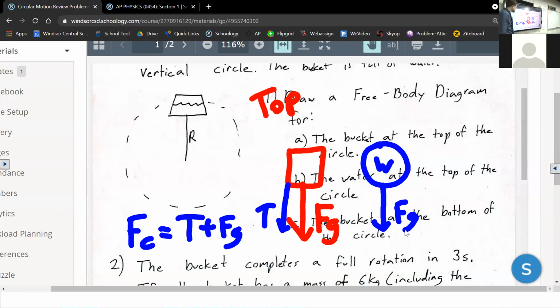But the next question is, is there something touching the water? Yeah, there is something touching the water. What is the thing touching the water, Noah? The bucket. Okay, which way does the force from the bucket affect the water? Everywhere.